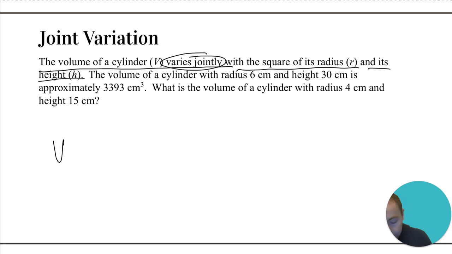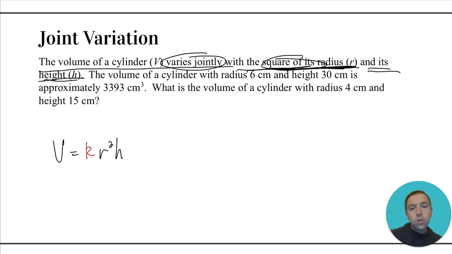So our volume is going to be equal to some constant of proportionality k, and it needs to vary with not only the radius, but the square of its radius, which means r times r, or r squared, and then also the height of the cylinder. The volume of a cylinder with radius 6 and height 30 centimeters is approximately 3,393 centimeters cubed. So we should be able to plug all those things in.